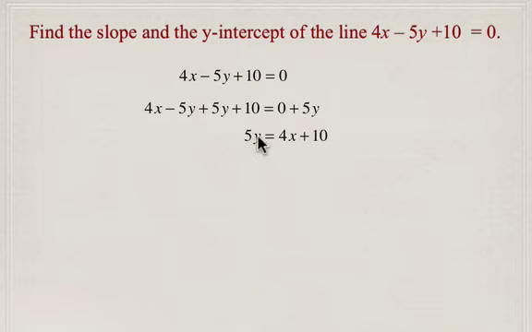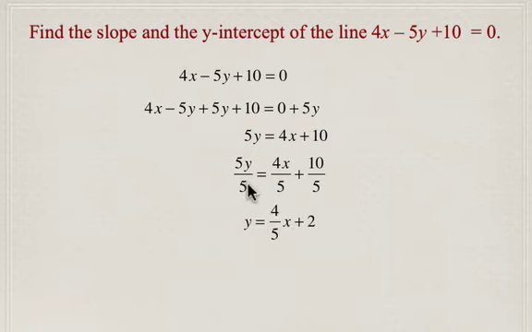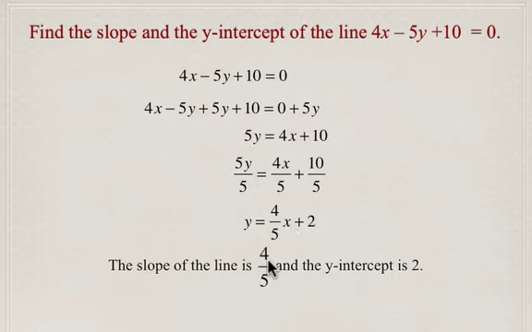And remember, this is multiplication, so we have to use the opposite operation in order to solve an equation. So what we're going to do is divide both sides by 5. And when we do this, 5 over 5 is 1, so this simplifies to be 1y, or just y. Leave this m as a fraction, so 4 over 5, and plus 10 over 5 reduces to 2. So 5 over 5 is 1y, 4 over 5 x, and 10 over 5 is 2. So that means that the slope of the line is 4 over 5, and the y-intercept is 2.